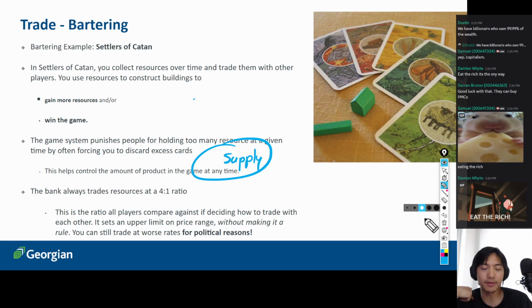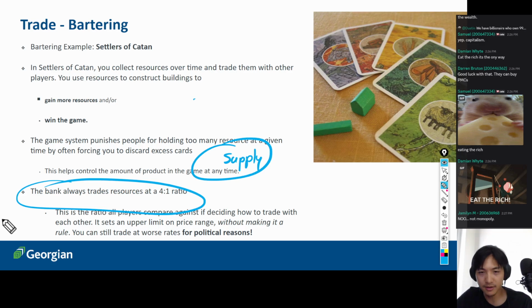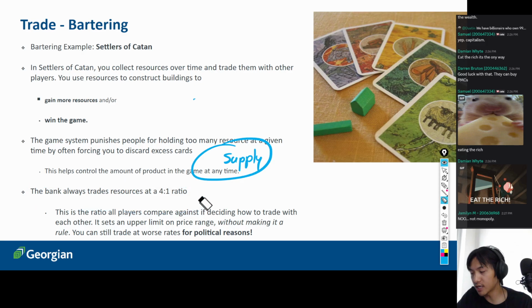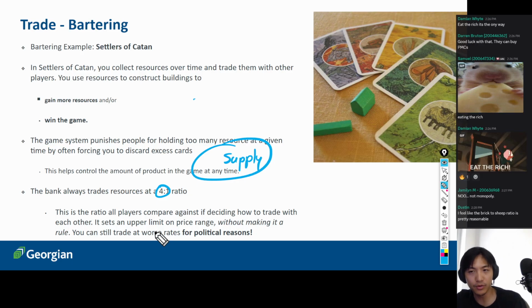But if I have a monopoly, I'm the only one with the bricks, then I can set whatever price I want, right? The game offers a feature that prevents people from doing that specifically, having that crazy monopoly and setting whatever price they want. It adds competition to the market by having a bank, just like a base trading rate. So at any given time, instead of trading with players, you can also trade with the game, and the game will trade at a 4-to-1 ratio. It's still not a good ratio, but it's better than that 10-to-1 or 20-to-1 that somebody else offered, right?